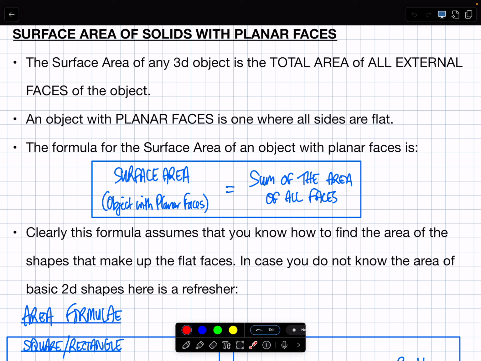What part of maths am I talking about if I say sum? There's add, subtract, times, divide. If I'm summing things together, what is it? Adding. So the surface area of something that has flat sides, you just add all the areas of the faces.